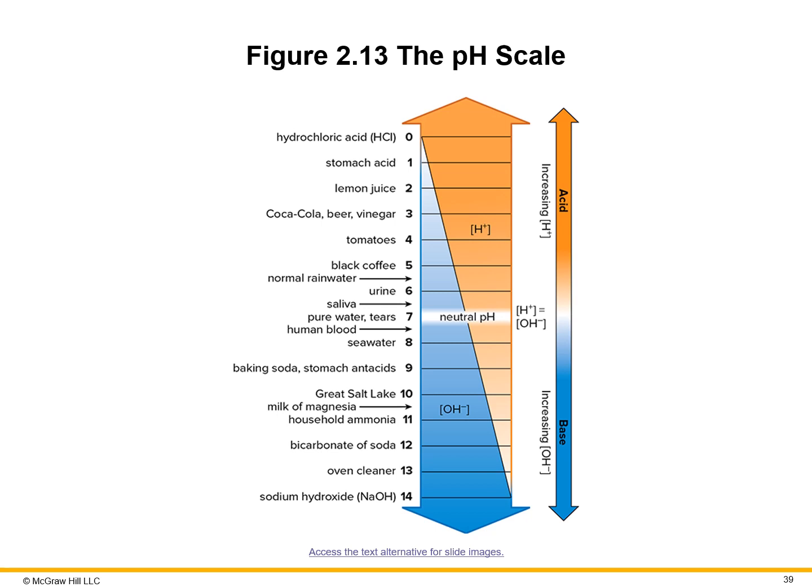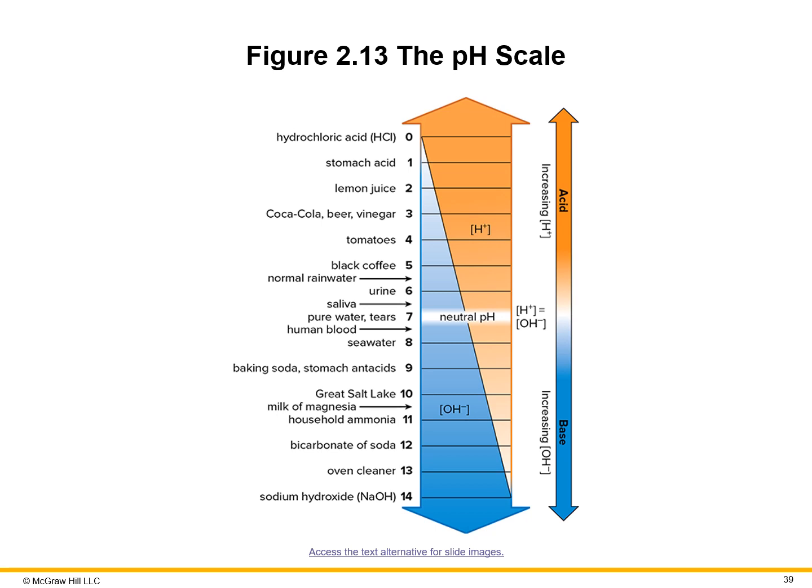This one's on page 34. So it kind of gives you a list of things. So things that are acidic, obviously we know hydrochloric acid is, but stomach acid, lemon juice, Coca-Cola, beer and vinegar, tomatoes or black coffee, and even normal rainwater is just a little bit acidic. Urine is also acidic. Things that are neutral, though, you have saliva, water, tears, blood is neutral.